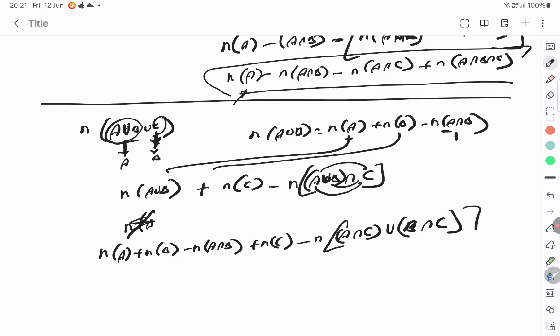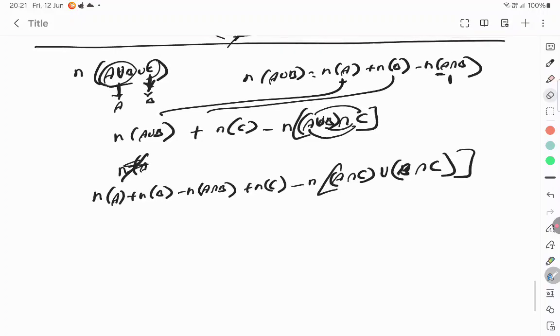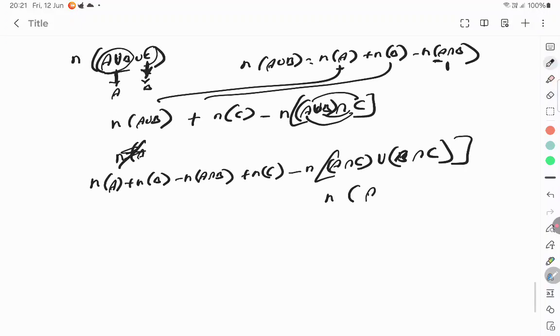The union comes in the sentence. It's called the distributive property. You should know that (A union B) intersection C is like (A intersection C) union (B intersection C). This union comes at the center. Using that property, this is again n of A union B, where A itself is A intersection C and B itself is B intersection C. So what's the formula? The union formula.